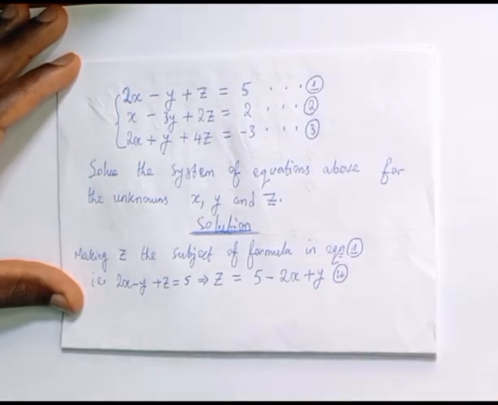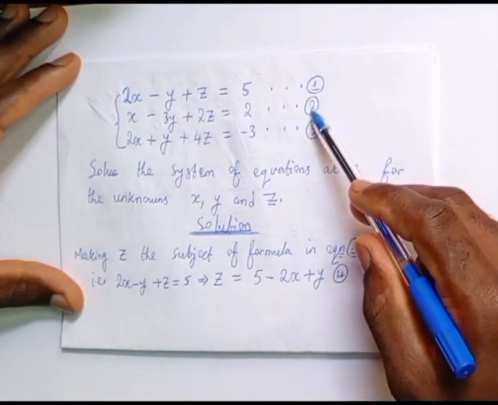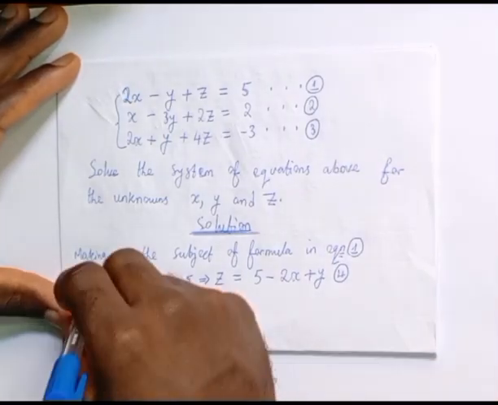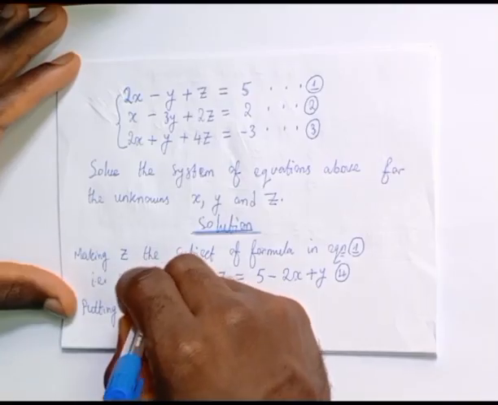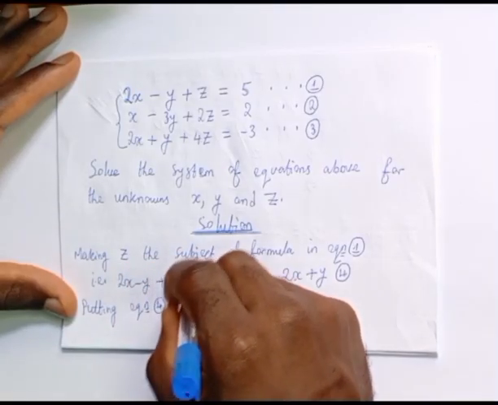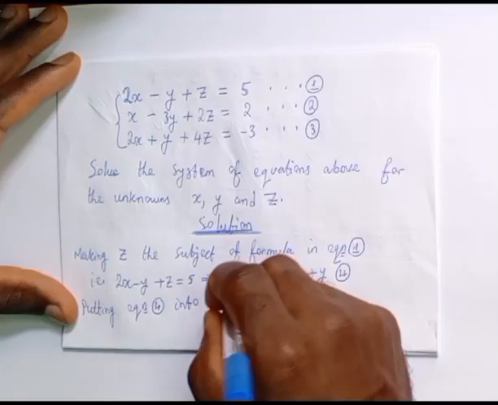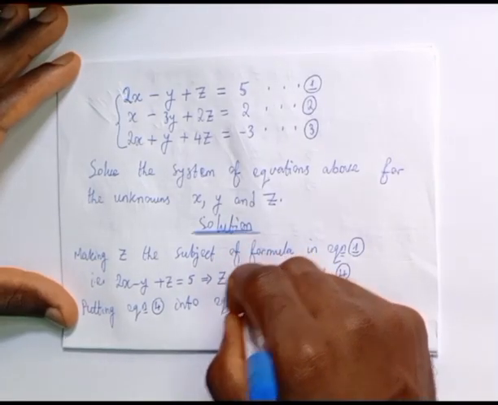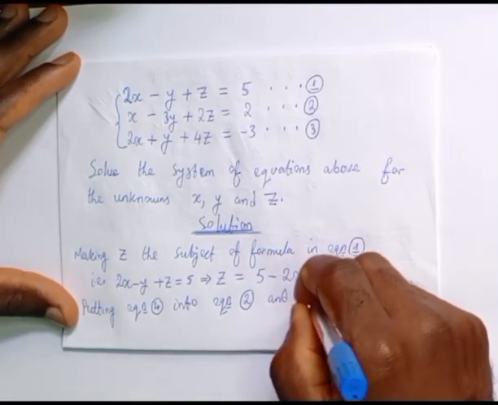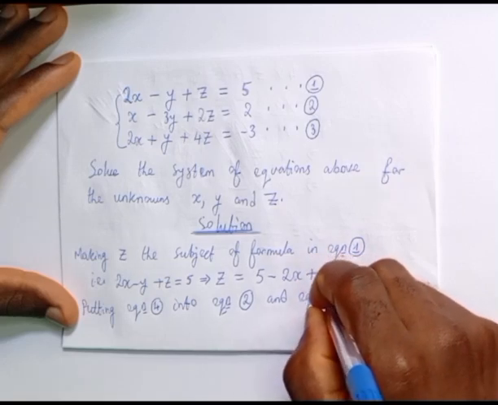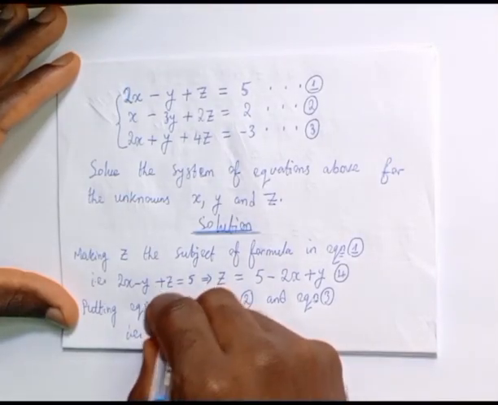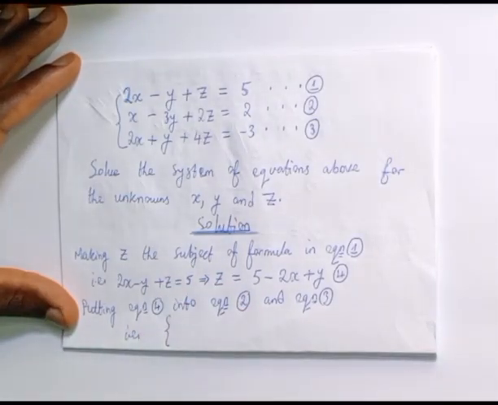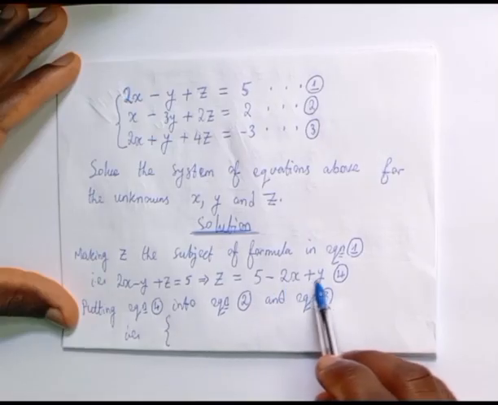Next, we are going to insert equation 4 into the two other equations which have not been used, that is equation 2 and equation 3. Putting equation 4 into equation 2 and equation 3, that is, in equation 2 and equation 3, we are going to replace z with 5 minus 2x plus y.